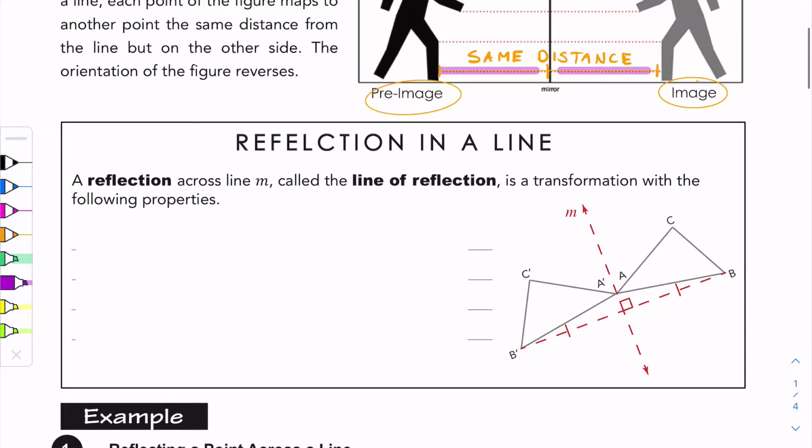So just a little background on reflecting in a line. A reflection across line M is called a line of reflection, and this is a transformation with the following properties. Line M is this line here.